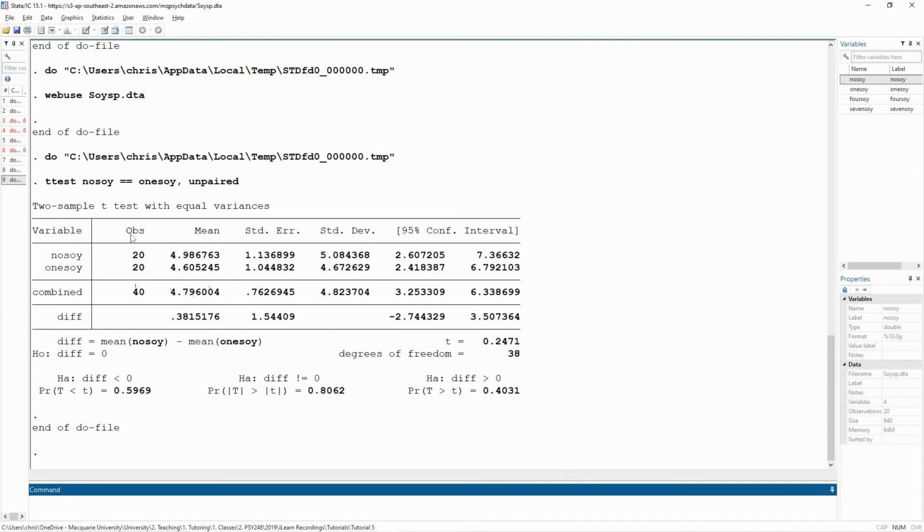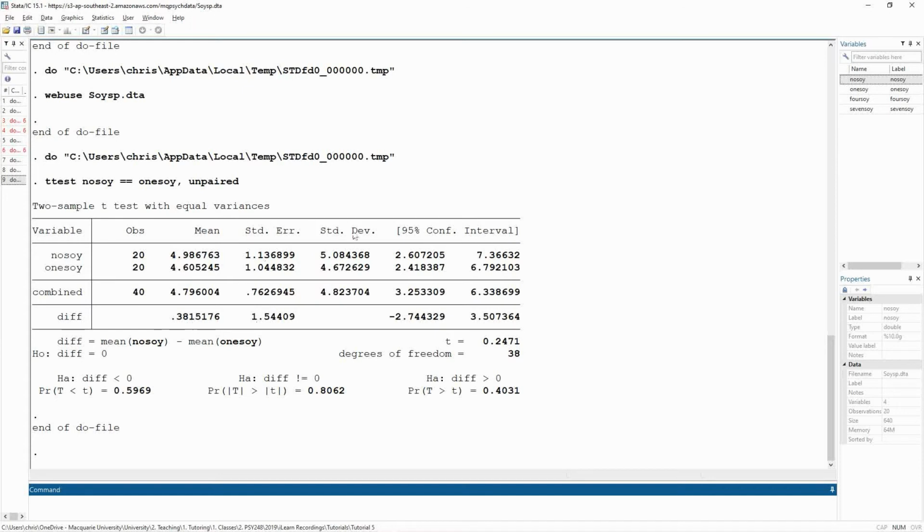And what we can see here is we have 20 people per group, so a total of 40 people. The mean sperm count for our no soy group is 4.9867 units, whatever we're measuring this in. And if you have one soy meal per week, that drops to 4.61. So the difference in the means is 0.38. This difference is calculated as the mean for no soy minus the mean for one soy, so 4.98 and a bit minus 4.61 and a bit. And this produces this value here.